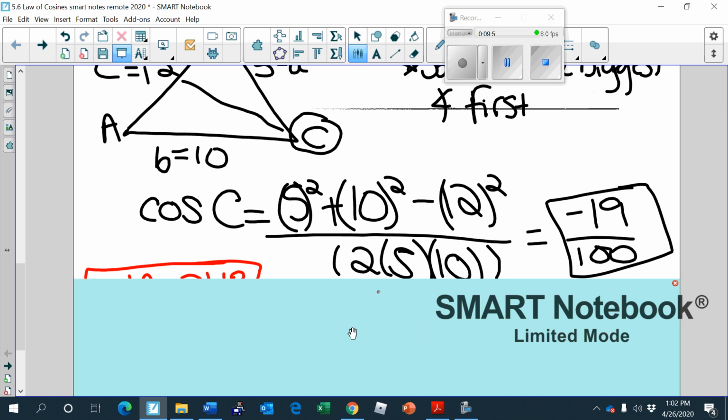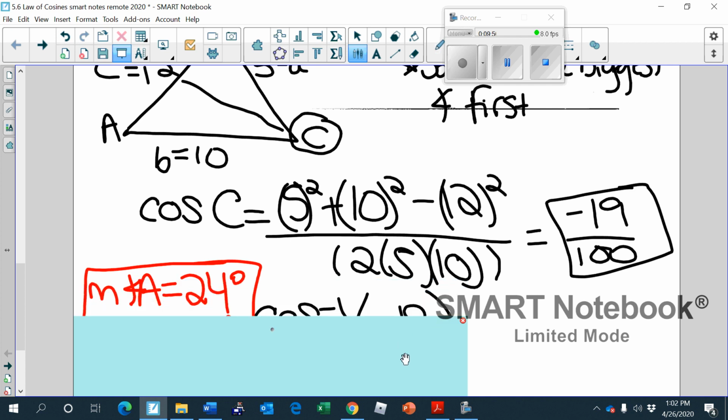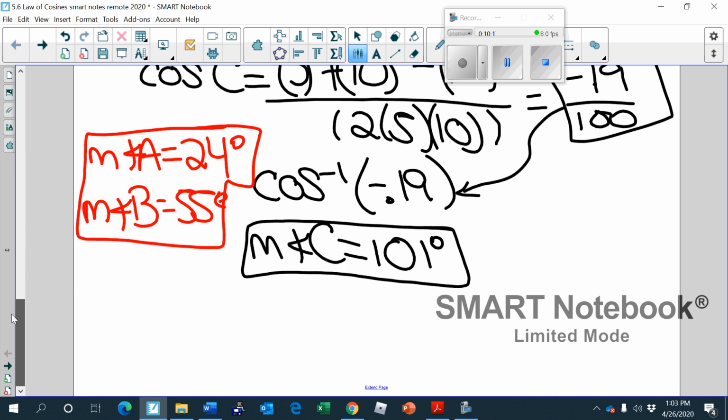So now, remember, you're solving for the angle. So you have to say, okay, cosine -1, plug it in your calculator, of -0.19. I'm getting -0.19 from -19 divided by 100, right? So you could have done cosine -1 of -19 over 100. And you should get that angle C is 101 degrees. I'm going to make sure all calculators are in degree mode.